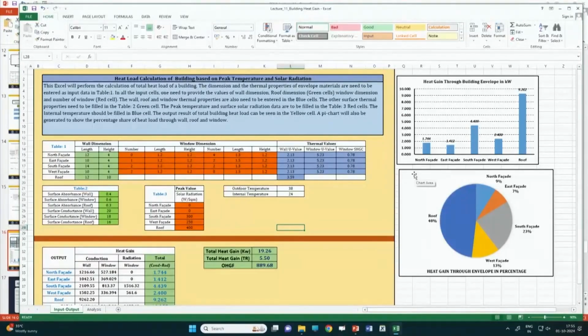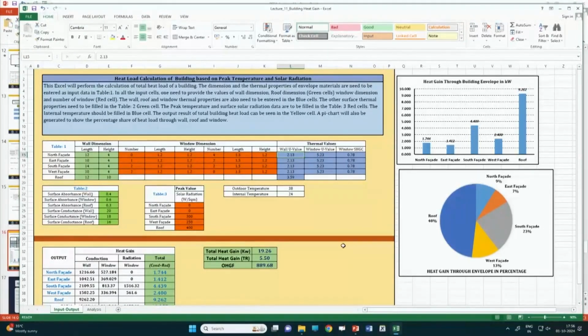So, you can change the parameters, you can change the values. In this particular case, let us read this one as 19 point something, 19.26 is the total heat gain, and you need 5.5 TR, tonnage of refrigeration, for the total amount of heat, the air conditioner required for this room.